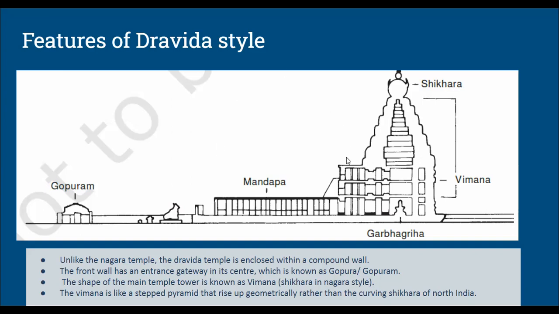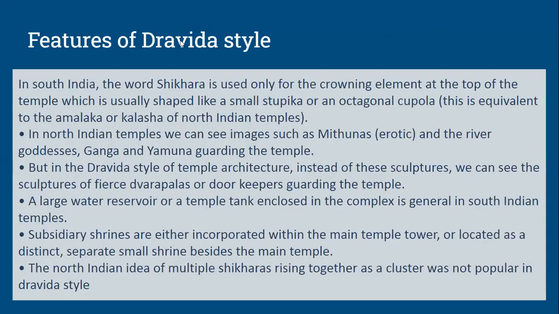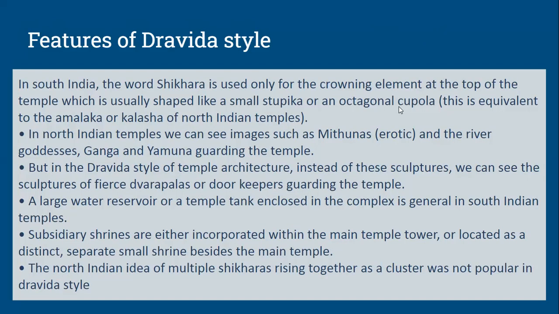Then on the Vimana we see there is a crowning element which is called Shikhar. In North India we call the tower Shikhar, whereas in South India this crowning element, the circular one, is called Shikhar, and above that comes the Kalash. So these are the distinctive features of the Dravida style of temple architecture.